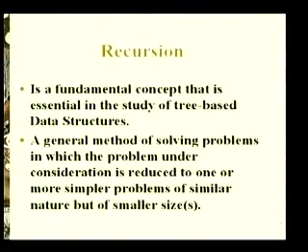Now let me concentrate on a programming technique called recursion. Recursion is a fundamental concept that is essential in the study of tree-based data structures. It is a general method of solving problems in which the problem under consideration is reduced to one or more simpler problems of similar nature but of smaller sizes. Recursion is nothing but the repetition of a particular operation on a fewer number of elements, and you will be repeating that operation on fewer and fewer, and ultimately you will reach the least possible, and then you will be performing that operation backward.